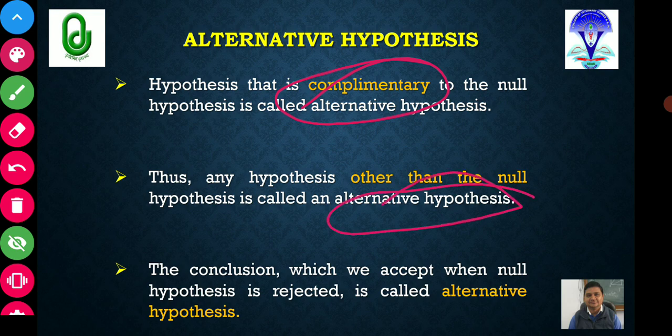So the conclusion which we accept when null hypothesis is rejected. Suppose you are testing the null hypothesis, and you arrive at a conclusion that okay, null hypothesis is getting rejected. So if you are rejecting null hypothesis, you will be accepting something. Whatever you are accepting is called the alternate hypothesis. So this was the difference between the null and alternate hypothesis.